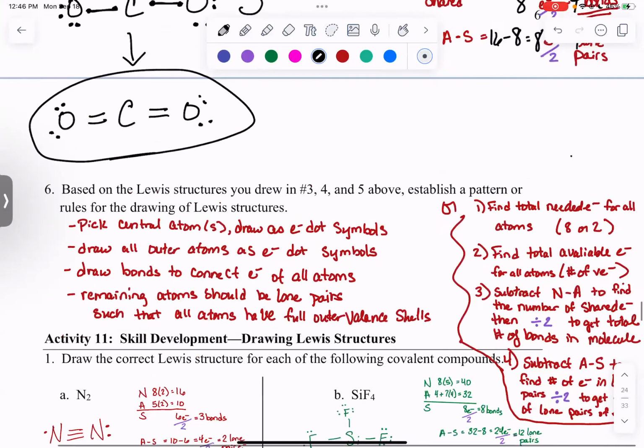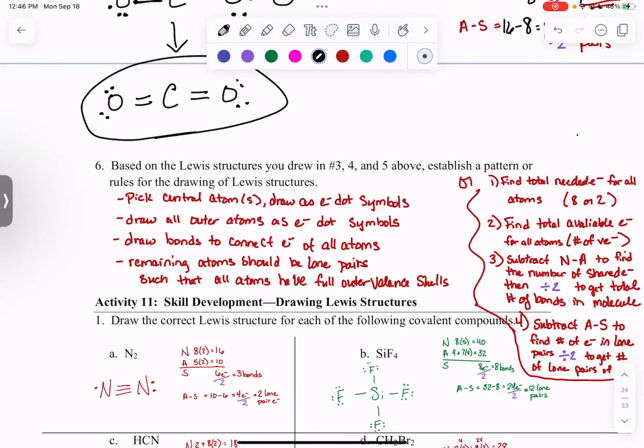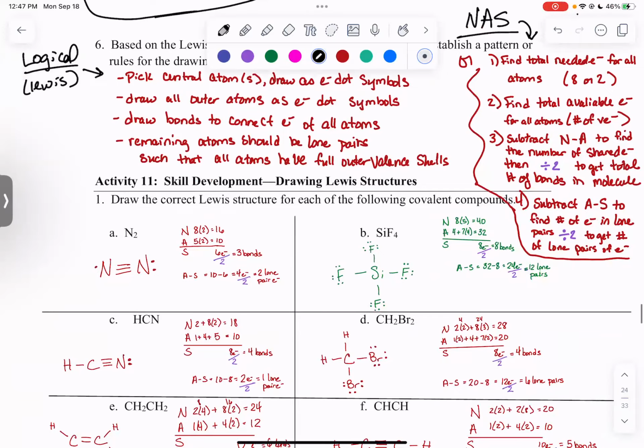Okay, so based on the Lewis structures you drew, establish a pattern of rules. Really write your rules before you look at mine, but I wrote 2 sets of rules. I wrote one on the logical way of using the Lewis structures in order to draw your diagrams, or I did the needed, available, shared method. And that's these down here. So either way is fine.